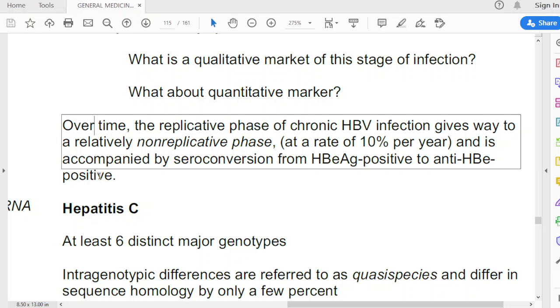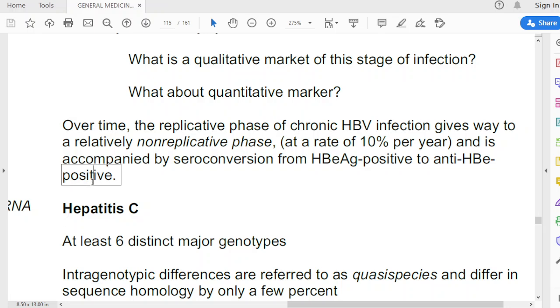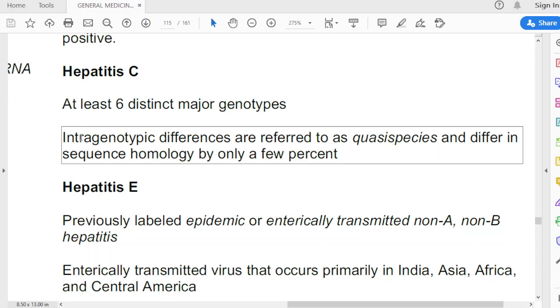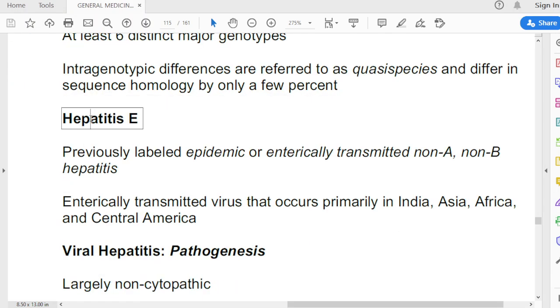Over time, the replicative phase of chronic HBV infection gives way to a relatively non-replicative phase, at a rate of 10% per year, and is accompanied by seroconversion from HBeAg positive to anti-HBe positive. Hepatitis C: at least 6 distinct major genotypes. Intragenotypic differences are referred to as quasi-species and differ in sequence homology by only a few percent. Hepatitis E.